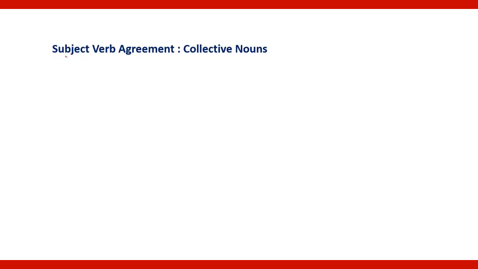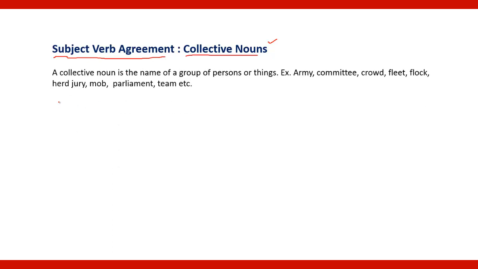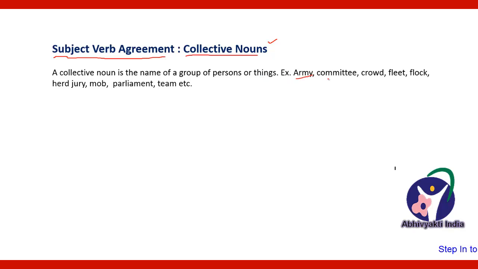In today's episode, we will see subject-verb agreement as far as collective nouns are concerned. A collective noun is the name of a group of persons or things. For example, army, committee, crowd, fleet, flock, herd, jury, mob, parliament, team, etc.